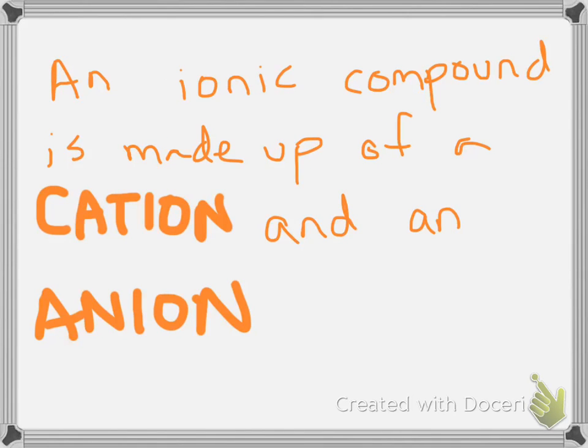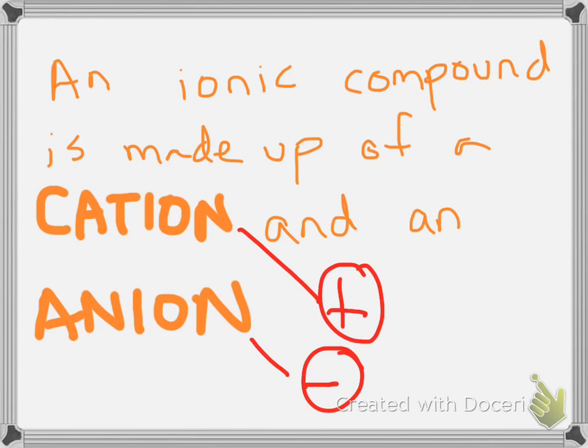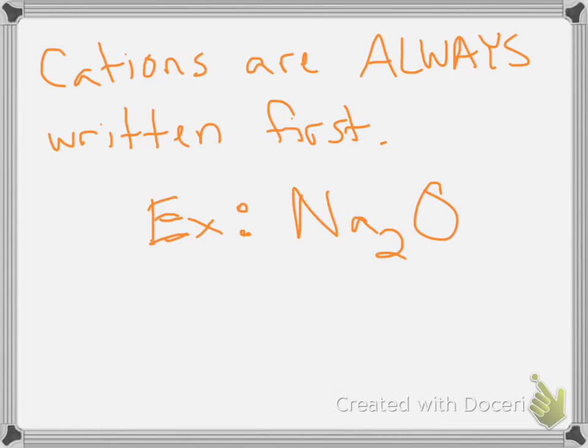So an ionic compound is made up of a cation and an anion. Remember, cations are positively charged and anions are negatively charged, and a positive charge and a negative charge will attract each other, so that's what makes this an ionic compound. Cations are always written first.